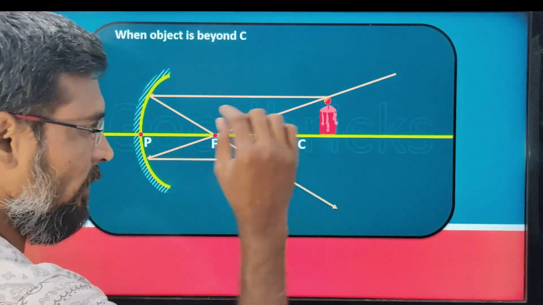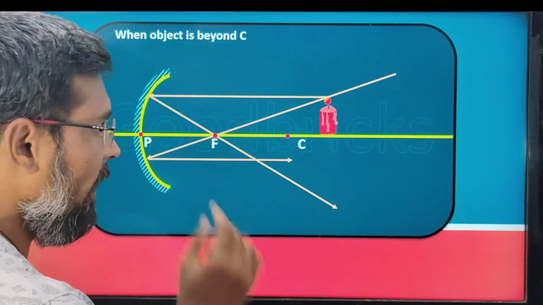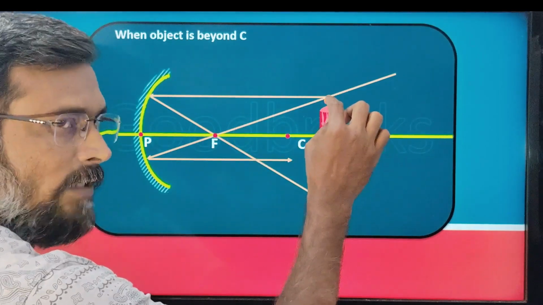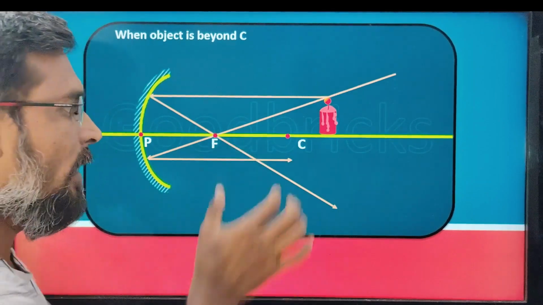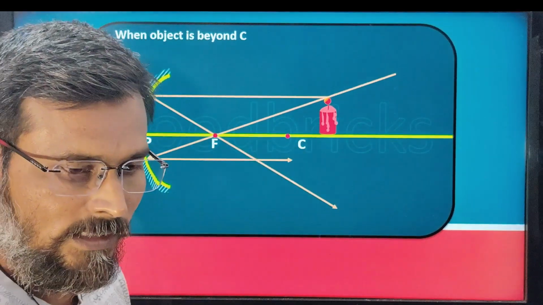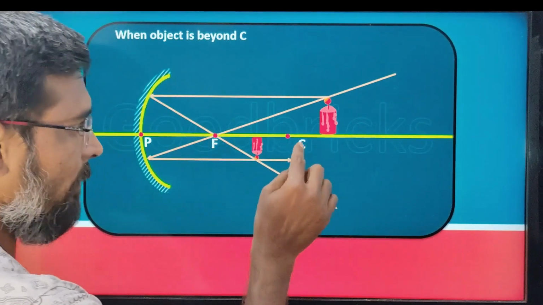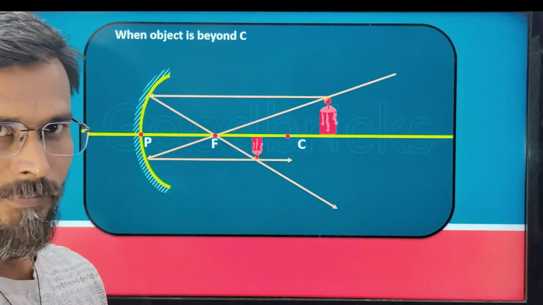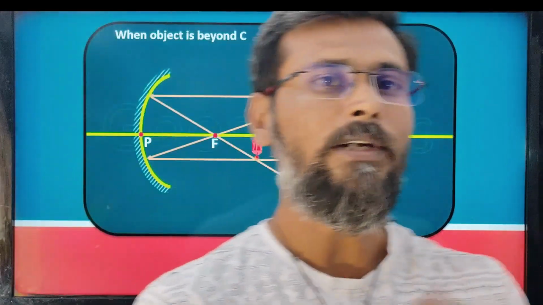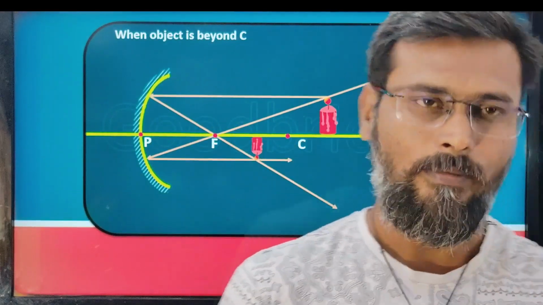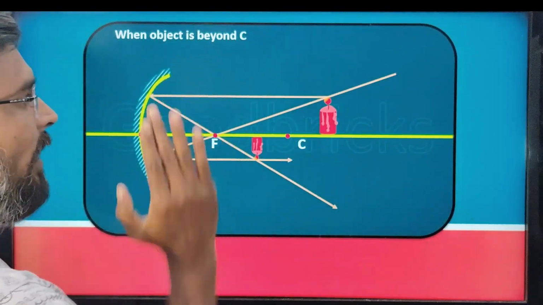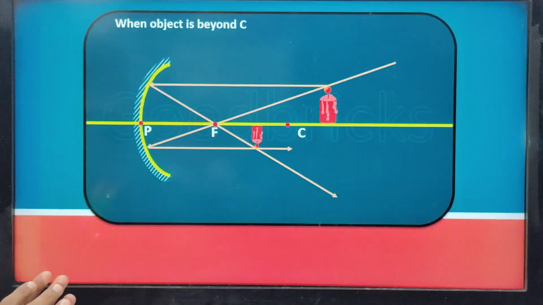Now these two reflected rays are converging here. It means the image of this object will be formed here in between F and C, and see here clearly what kind of image is formed when the object is beyond C. And this is how you need to draw the ray diagram when the object is beyond C.